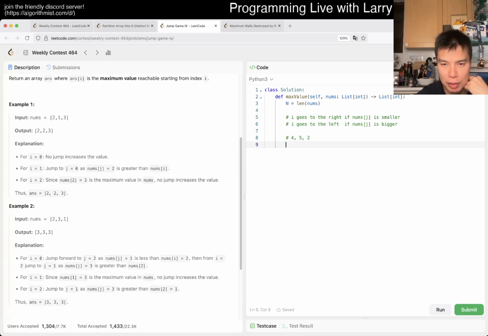And it's just about going to the max value. Can I go backwards? If we go backwards, then we just calculate them all at the same time. Okay, that seems reasonable. So what happens if you go backwards? If we go backwards, then you can go backwards to the right if they are bigger. Is that right?